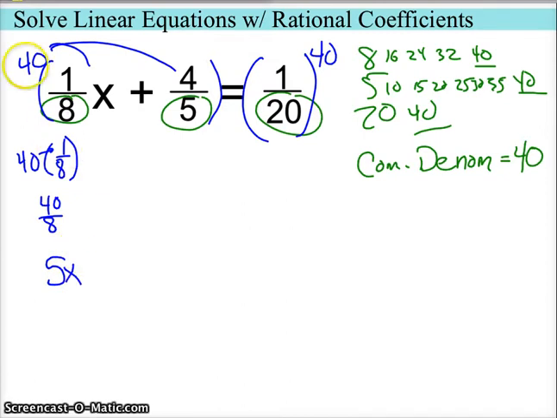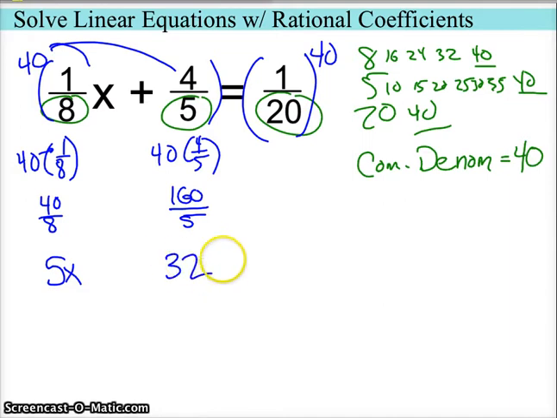So that means now we'll get 5x. Over here we'll have 40 times 4/5. So we can do 40 times 4, which gives us 160, divided by 5. And that's going to give us 32. 160 divided by 5 is 32. So now we're going to have our converted form, no more fractions involved.